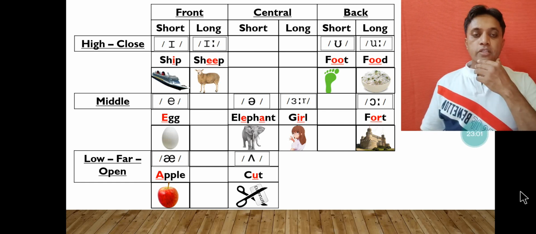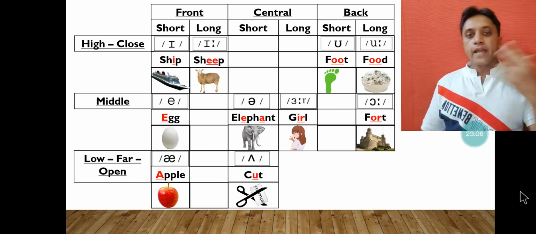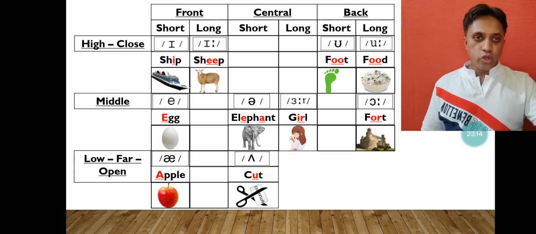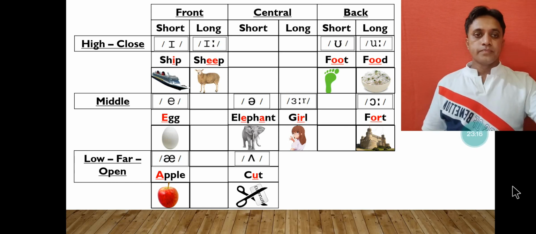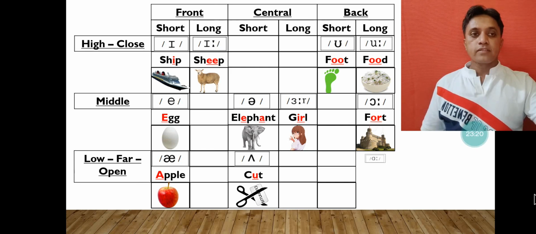The body of the tongue is lowered and is as far as from the roof of the mouth. The jaw drops a little and the mouth is also open. And the jaw drop level is 3, that is the open jaw. Cut. The 11th and the last single vowel symbol is this.